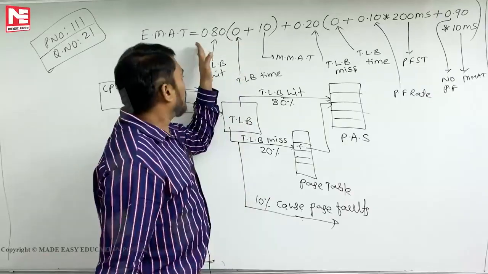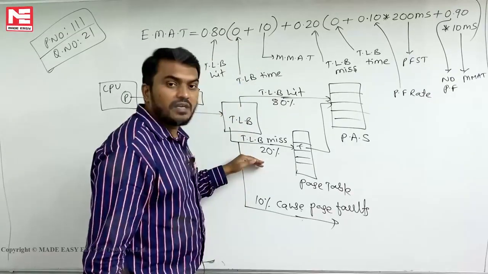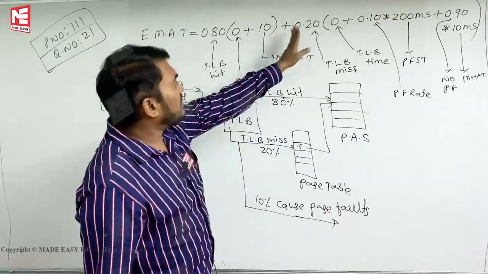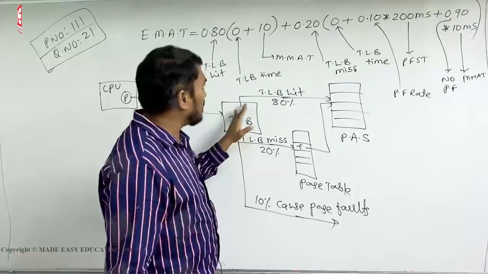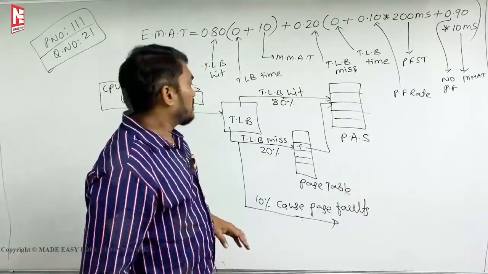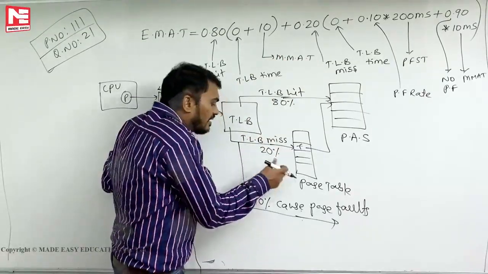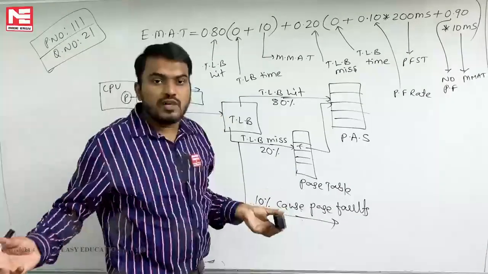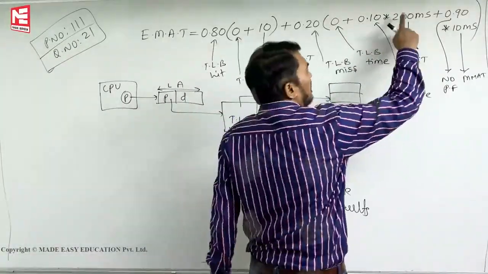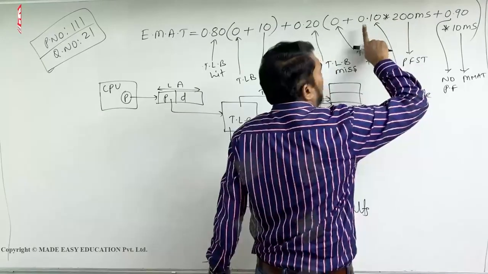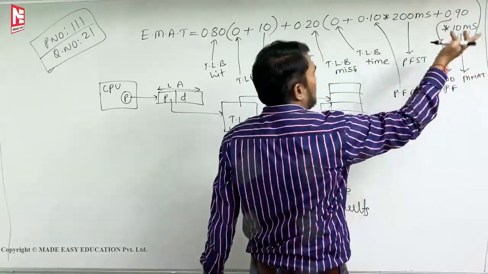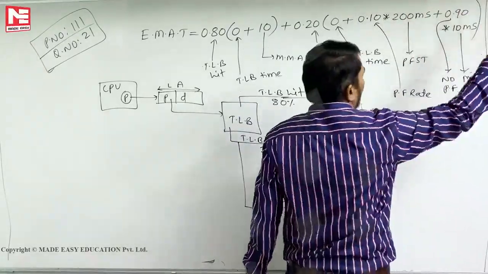Next, the TLB miss is how much? 20%. And if it is a TLB miss, what is happening? You are already accessing the TLB, so that is 0, negligible. Within this 20% TLB miss, 10% have a page fault. If a page fault happens, you apply the service time, and if 10% is page fault, then no page fault is 90%. When there is no page fault, you access the main memory access time.